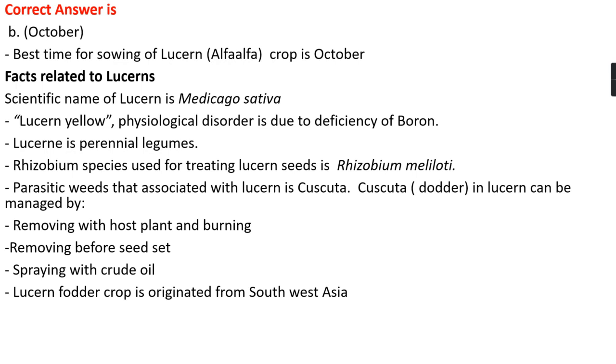Lucerne yellow is a physiological disorder. It is due to the deficiency of the mineral boron. Lucerne is a perennial legume. The rhizobium species which is used for seed treatment of lucerne seed is Rhizobium meliloti. The parasitic weed which is associated with lucerne is Kuskuta. The Kuskuta or dodder in lucerne can be managed by removing it with the host plant and burning, removing before seed set, or spraying with crude oil. Lucerne fodder crop originated from Southwest Asia.